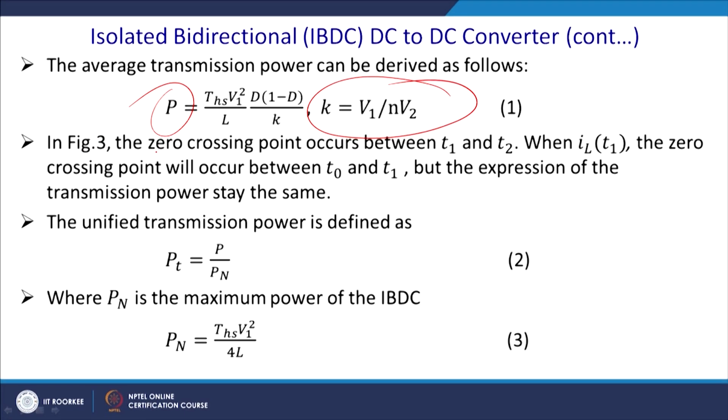In figure 3, the zero crossing occurs between T1 and T2 when IL at T1 is 0, and the crossing point occurs between T0 and T1, but the expressions of the transmission power stay the same. The unified transmission power is defined as Pt equal to P by Pn, where Pn is the maximum power of the IBDC and is given by TSH V1 square by 4L.